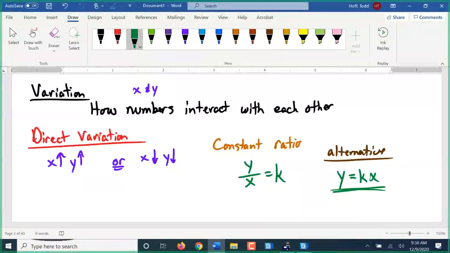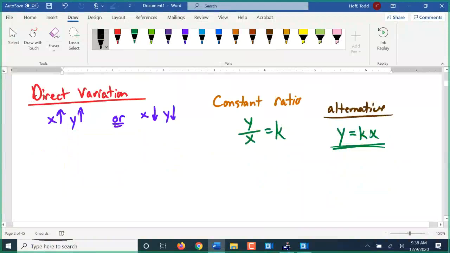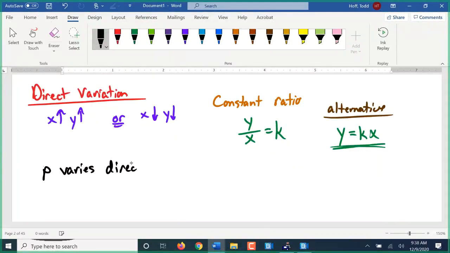So, if we are told that P varies directly with M, what that is telling us is that P equals a constant times M. There's a direct relationship.